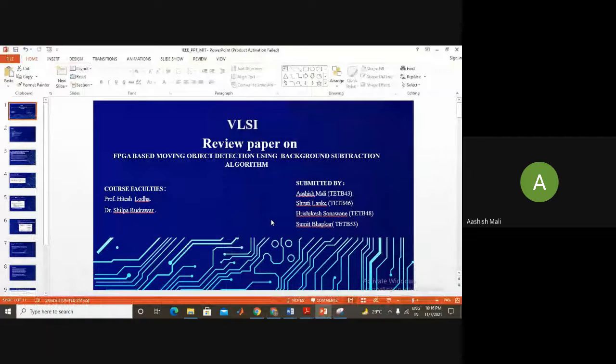Hello everyone. Today our presentation topic is a review paper on FPGA based moving object detection using a background subtraction algorithm. Our course faculties are Professor Hitesh Loda sir and Dr. Shilpa Rudra ma'am. We are four members: Shruti Lanke, Rushikesh Sonavne, Sumit Babkar and me.